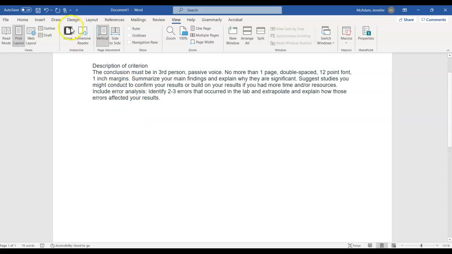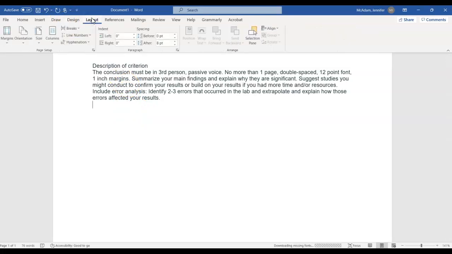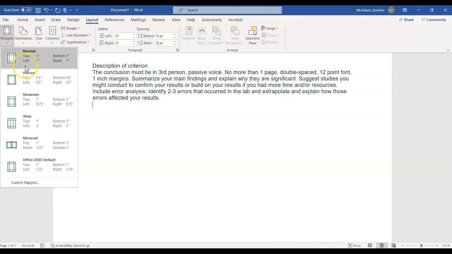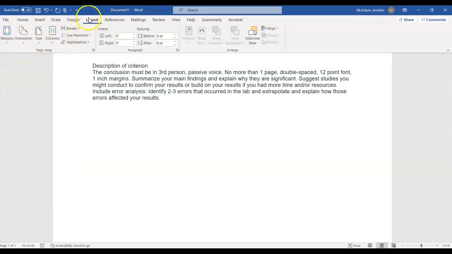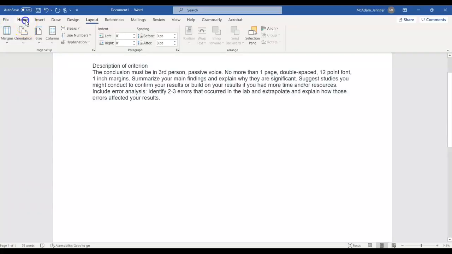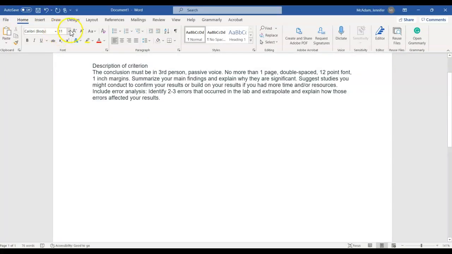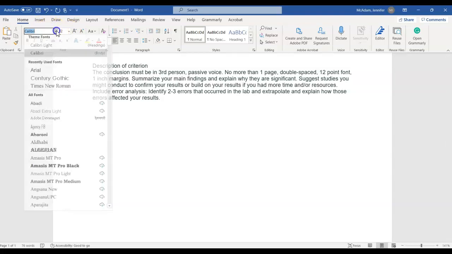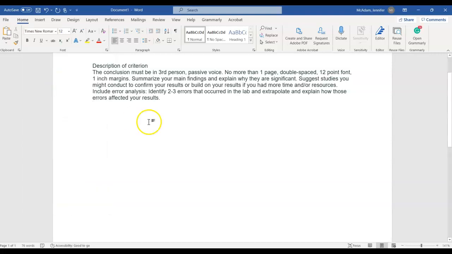Again, you can see your layout right here, the margins. See right here where it says Normal, 1, 1, 1, that's what we want. When you open it, it should be that. When you go back to Home, right now I have this in 11. I'm going to move that to 12. I like Times New Roman personally, I think it's prettier. So here's 12-point font, Times New Roman, 1-inch margins. That's what we're looking for here.